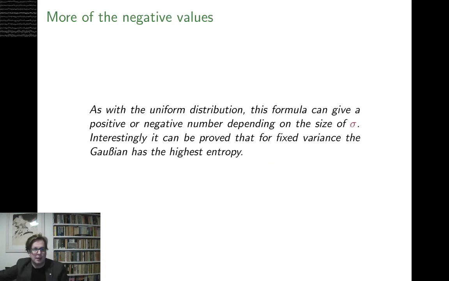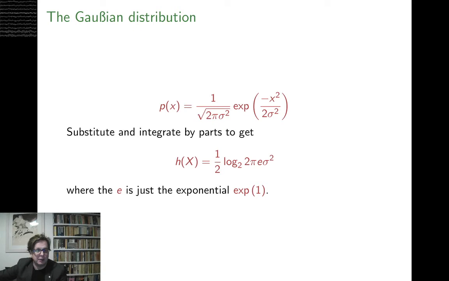And the same thing is true. If sigma is small enough, to be precise, if sigma squared is smaller than 1 over 2 pi e, then h of x will be negative.